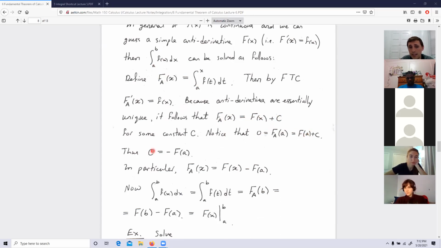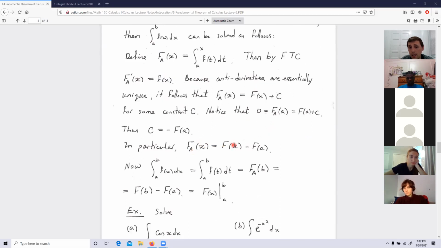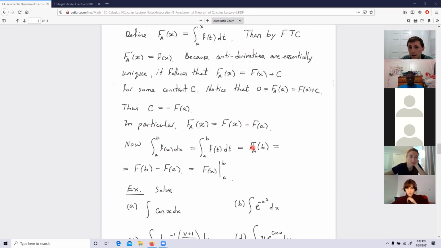So that means that c equals minus capital F of a, which means the function equals capital F of x minus capital F of a. It's equal to the other antiderivative at x minus that antiderivative at a. And that means the integral from a to b is equal to what? To capital F sub a of b, which is this formula, which is that shortcut. You see, that's the shortcut we learned.